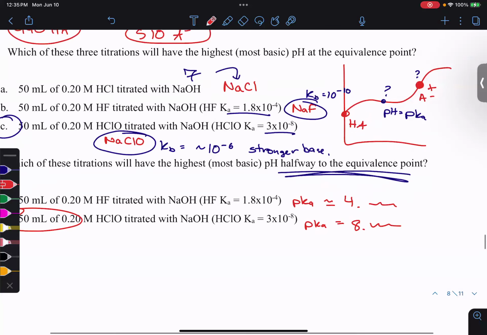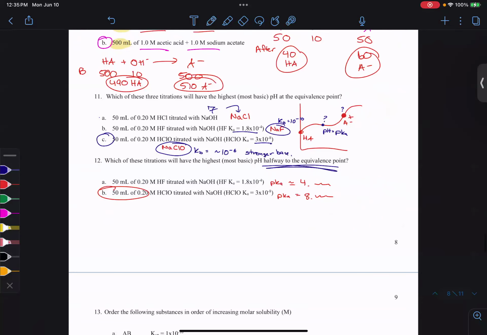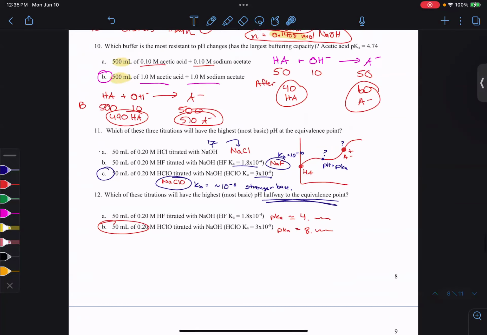Okay, good. That's conceptual. Recognizing that even without the math, you don't even have to do the math, right? It's all about just comparing Kas or Kbs depending on what's being asked. Okay. All right, so that is titrations.